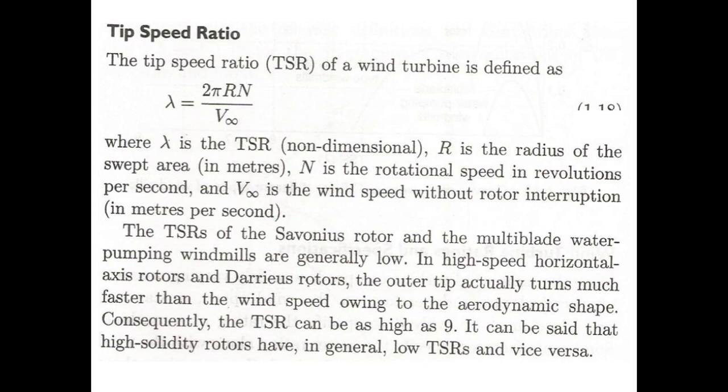So in this case, the outer tip actually turns faster than the wind speed owing to the aerodynamic shape. Consequently, the TSR is as high as 9. It can be said that the higher the solidity of the rotor, in general, the lower the tip speed ratio observed, and it is applicable vice versa.